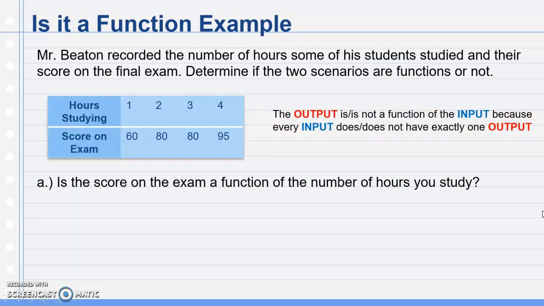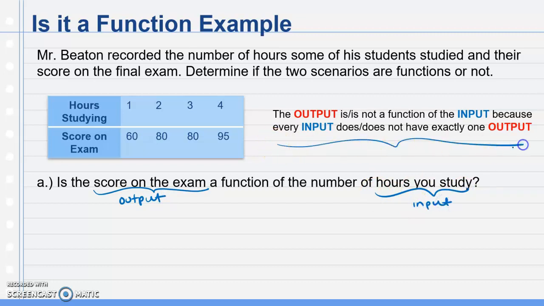A couple last examples really quickly. We have this table, and we're talking about hours of studying and scores on an exam. What we want to do is figure out, is the score on the exam a function of the number of hours you study? So the score on the exam would be considered our output. Is our output a function of the input? Okay, I have this phrase up here to kind of help us out a little bit if you need it.